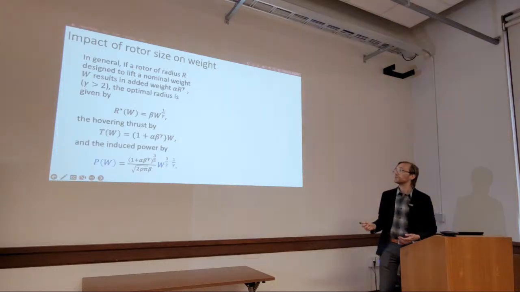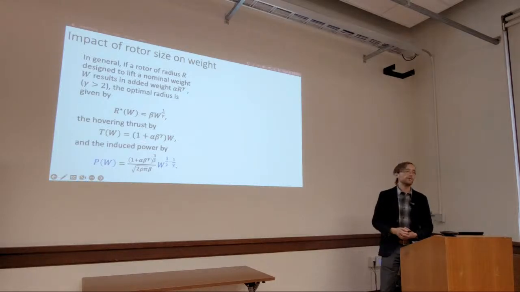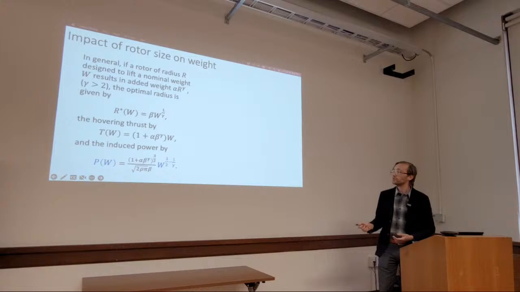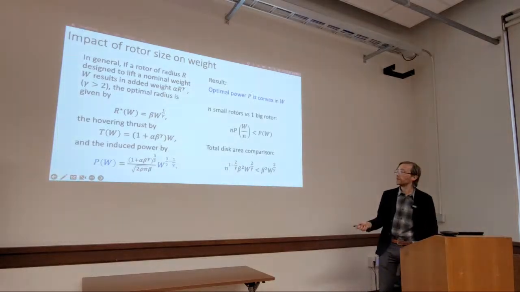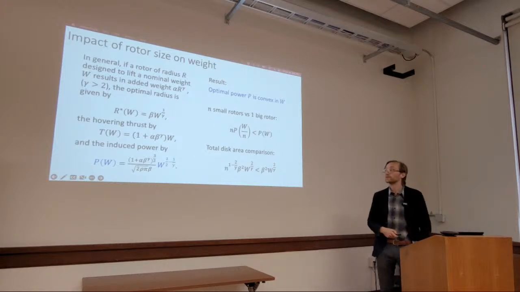So if we assume this kind of dependency, we can find out the optimal radius for a given weight. We can look at the thrust of that rotor given by momentum theory and the power induced by that rotor. And these coefficients don't matter. It's just scalar coefficients. What matters is this dependency. And what this dependency means is that this function p, the power with respect to the weight that we want to lift, is convex.